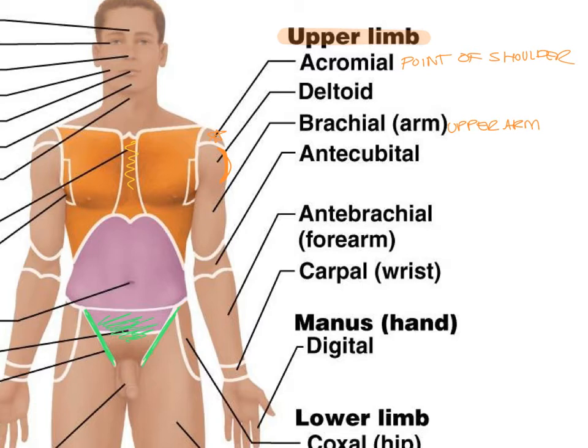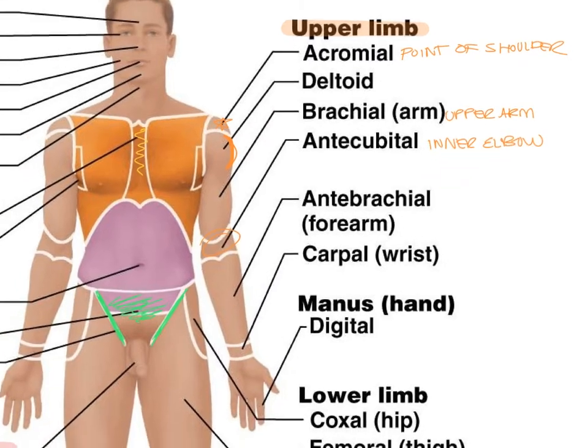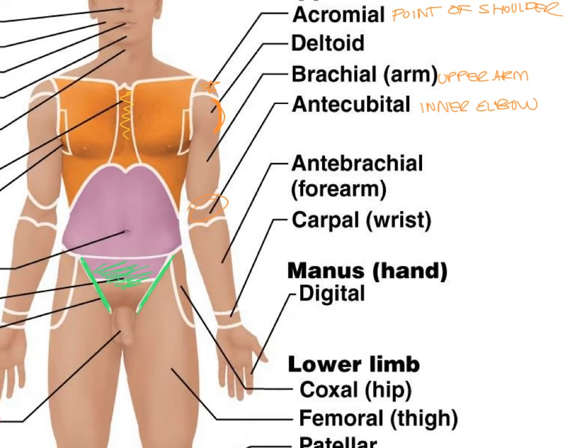And then you have antecubital. This one might be one of my favorites. The antecubital is the inner elbow. I always wondered, why do we need a name for the inner elbow? But we have one. So the antecubital is the inside of your elbow, or the crease on the inside of your elbow. Next, we're going to antebrachial, and you'll notice brachial is upper arm.